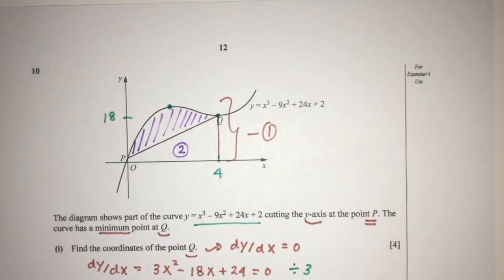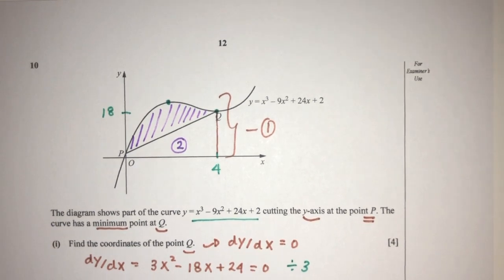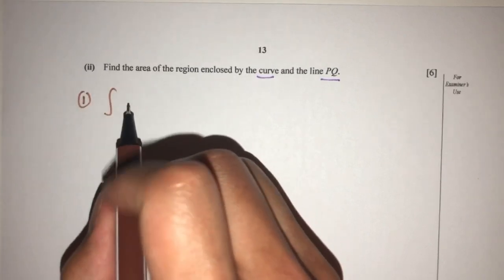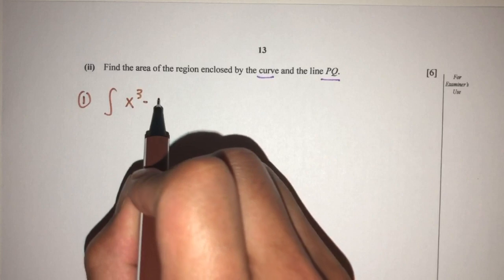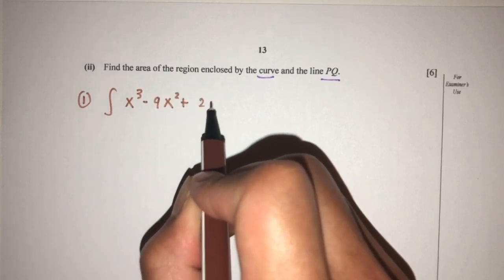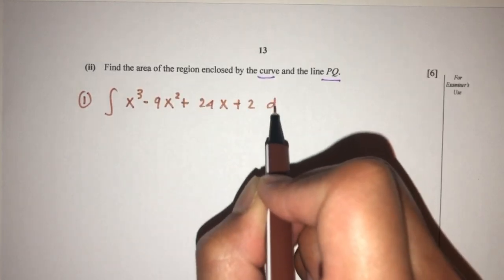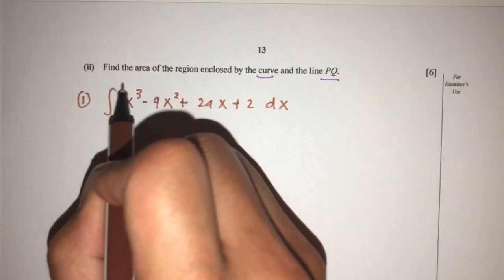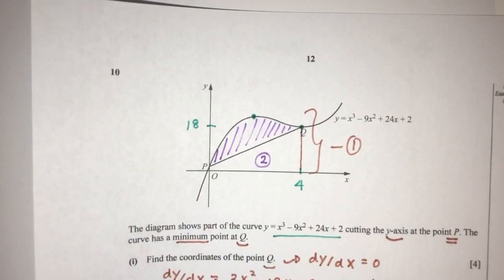Now, how would you find number 1? Number 1 is the area under the curve. We have to find it by using integration, right? So let's do that. So let's first find area number 1. Number 1 will be found by using integration of the curve y. That will be the integral of x to the power 3 minus 9x squared plus 24x plus 2 dx. Now the limits, as we have seen, are between 0 and 4, right? Because we have seen this here, 0 and 4, that's the limits to find this whole area.